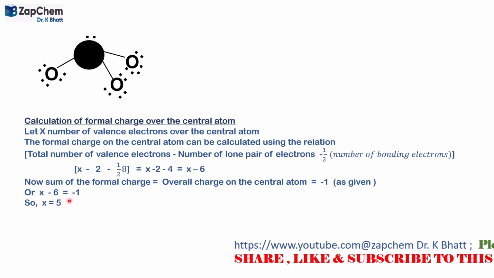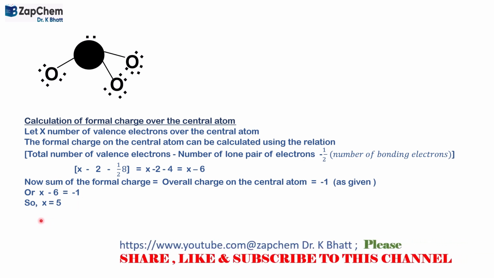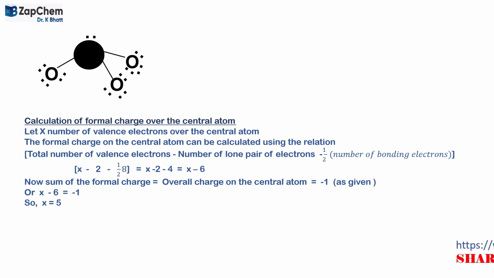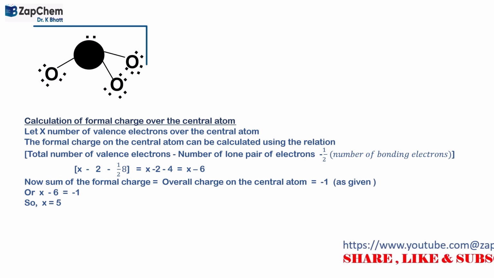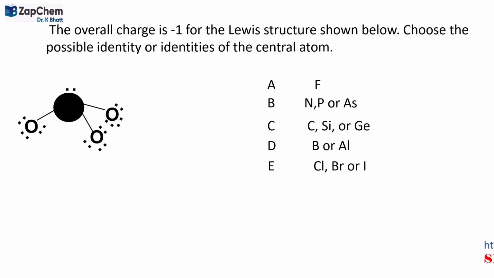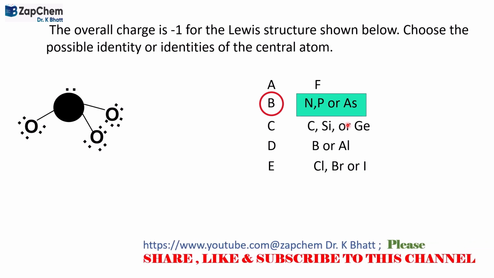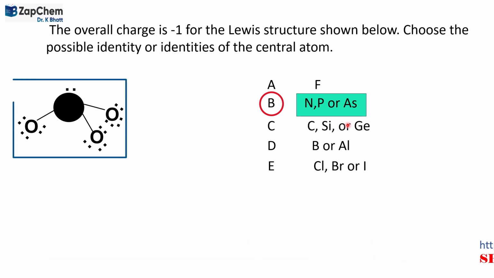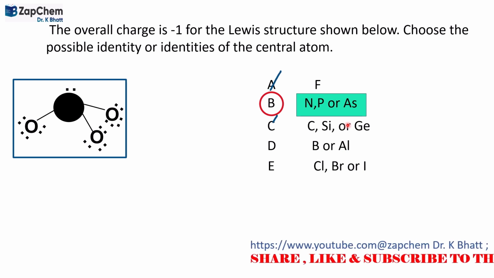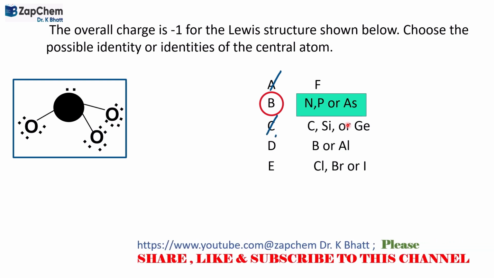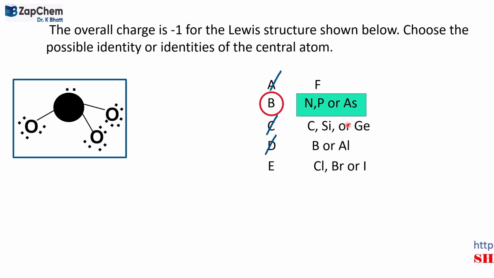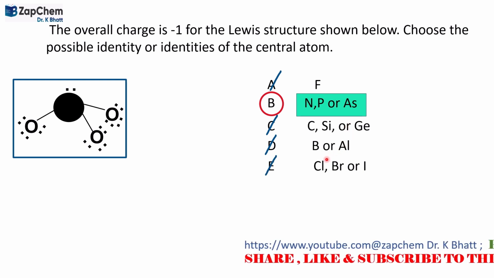Now x minus 6 is equal to -1, therefore we can very easily determine x as 5. And coming back to the options again, we find that it is nitrogen, phosphorus or arsenic which has 5 valence electrons, and along with that there is a lone pair. So this is the correct option. Okay, I suppose such questions can be very easily determined by finding out the formal charge and the overall charge which is provided here and equating them.